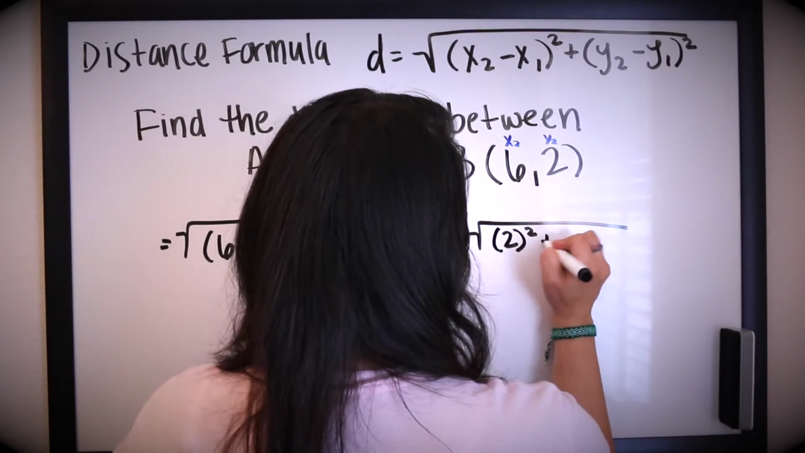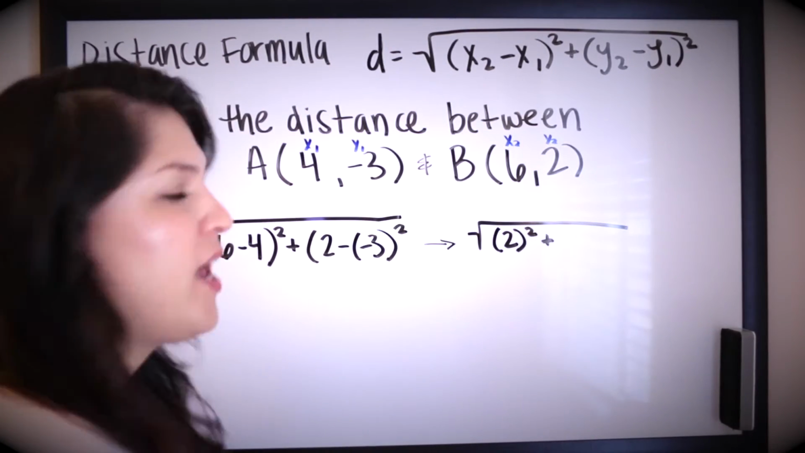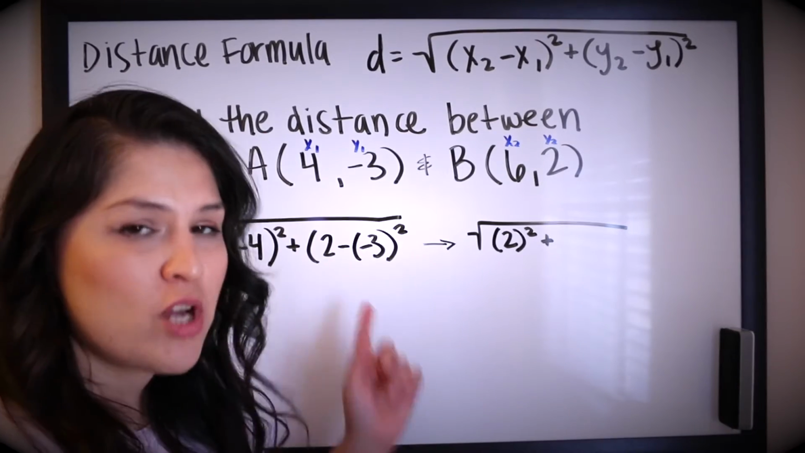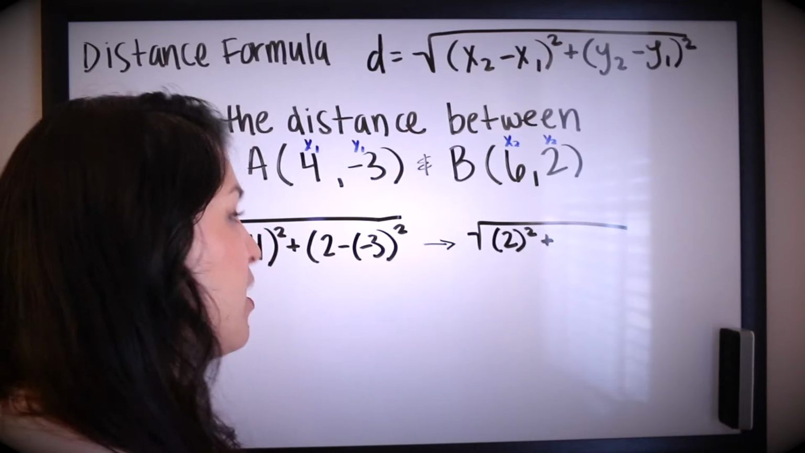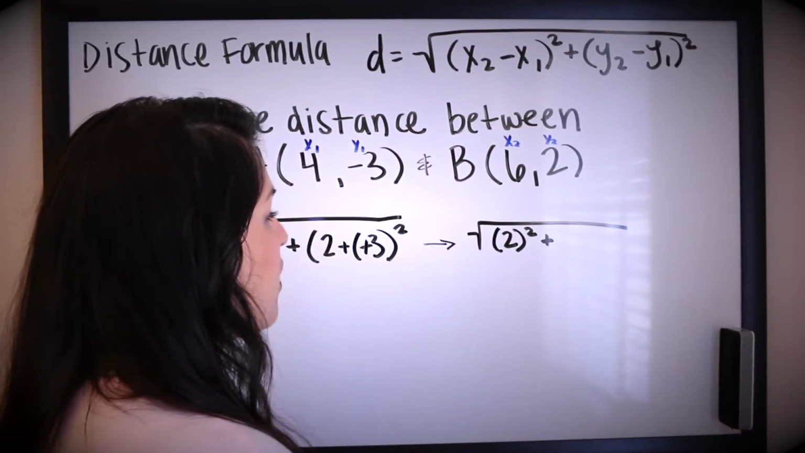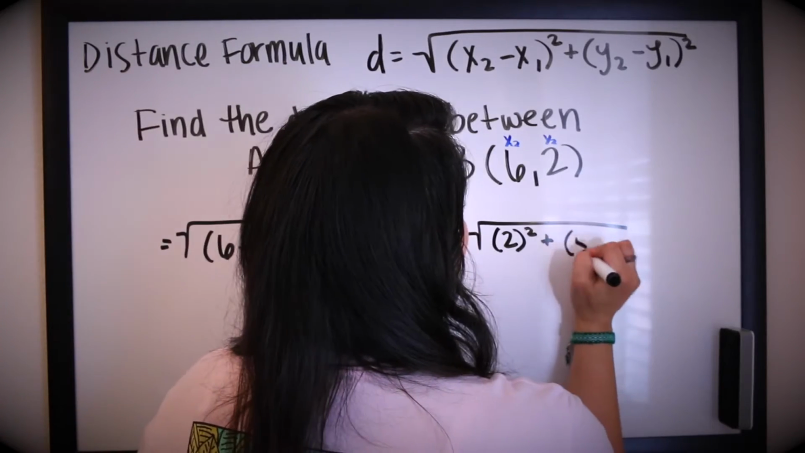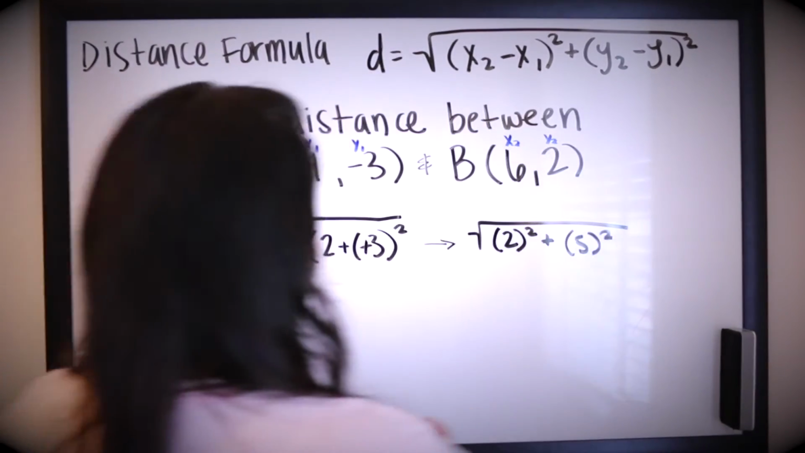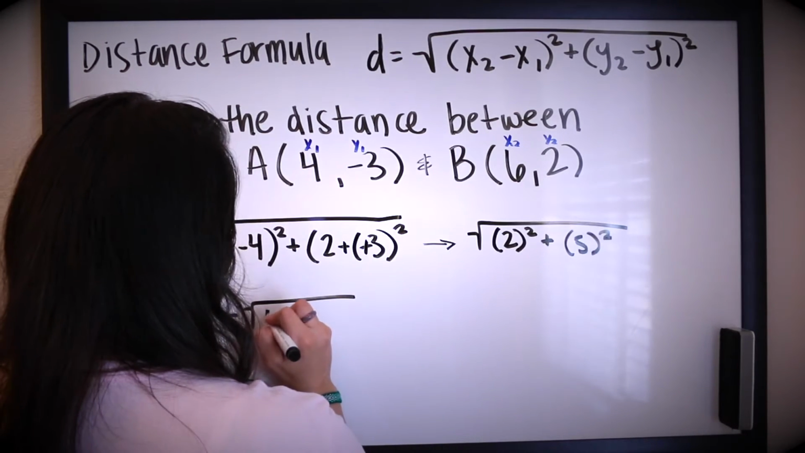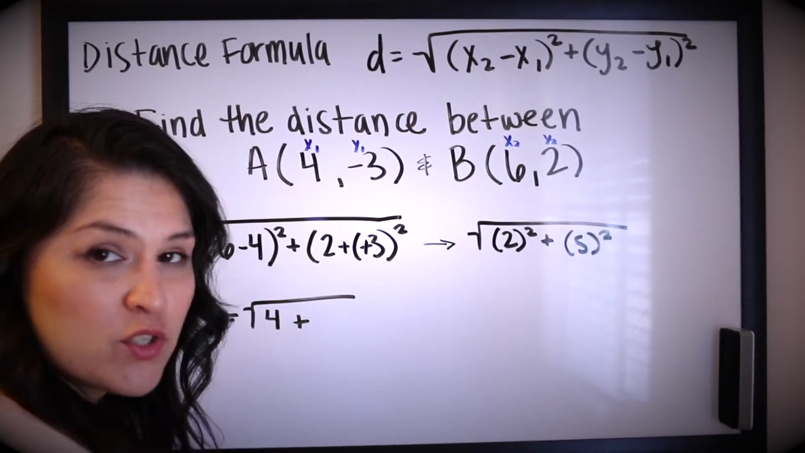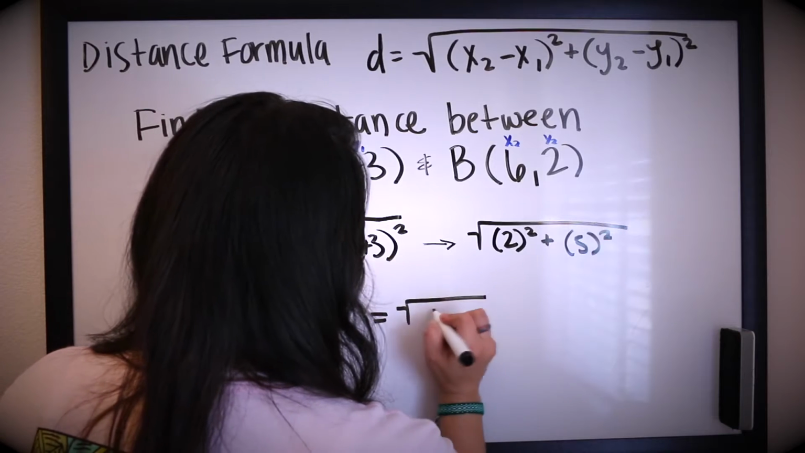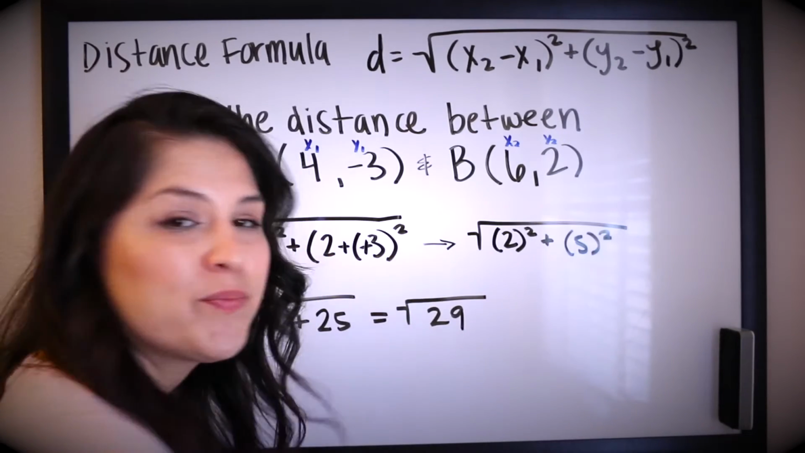We're going to square that, plus, and then we know from rule number 4 that every time that you have a negative number being subtracted from a positive number, it becomes a positive number. So now we have a positive 5. I'm going to square that. Let's come back down this way. 2 squared gives us 4, plus 5 squared gives us 25. Our final answer, the square root of 29.